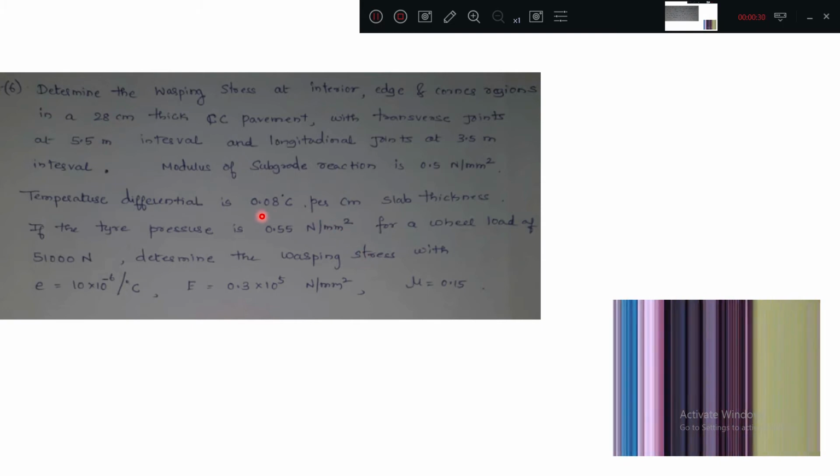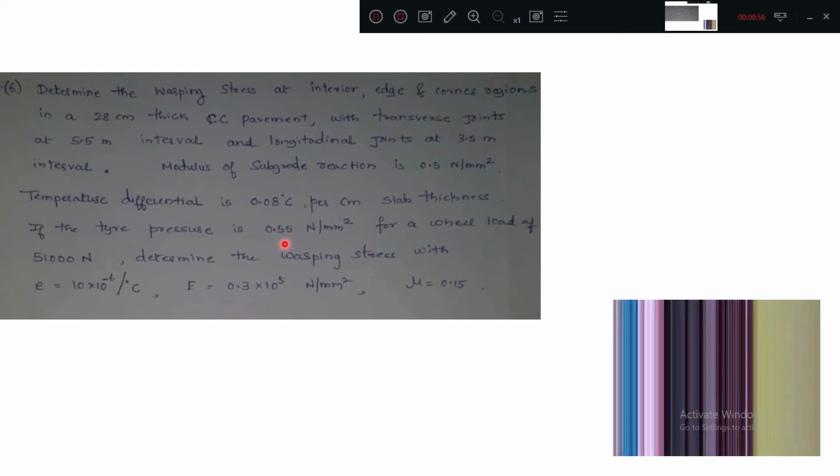Remember, here the temperature difference is 0.08 degrees Celsius per centimeter. This has to be multiplied by 28 to get small t. So for total thickness, what is the temperature difference? The temperature differential is 0.08 per centimeter of slab thickness.